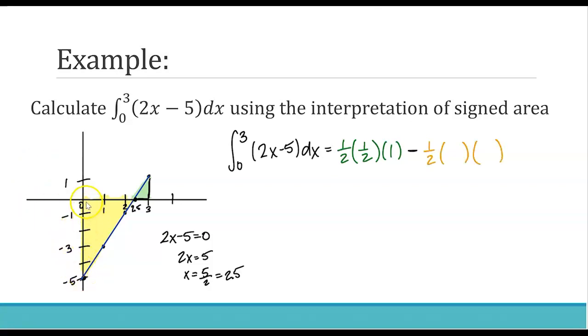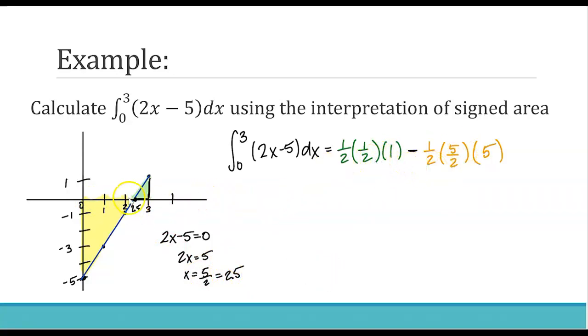Well, the height of this triangle is 5, right? So it's 5 units tall. I can see the y-intercept was -5. So when we're talking about heights, we're going to use +5. So base times height is 5. And then the base goes from 0 to 2.5, right? Which was 5 over 2. So I'm going to leave it as a fraction just because all fractions are currently involved.